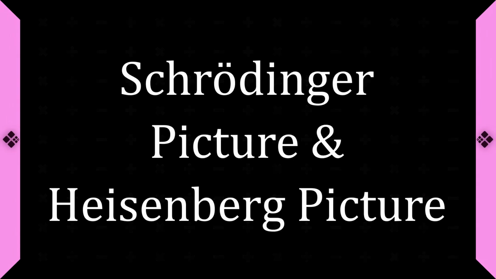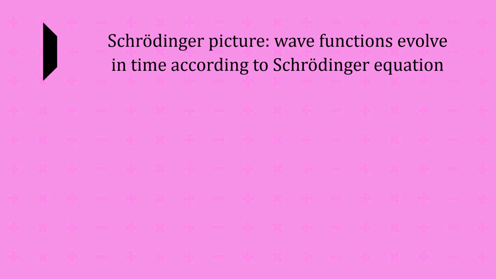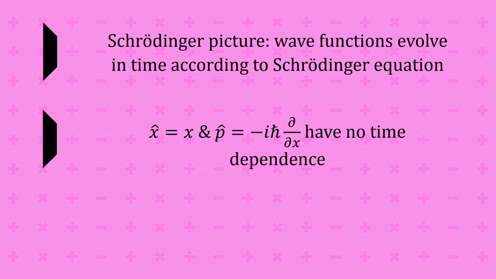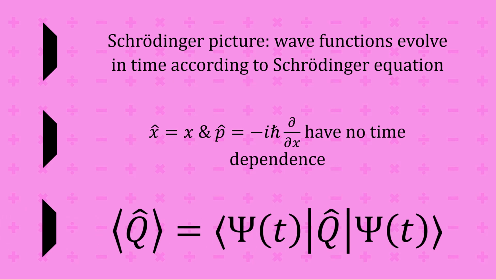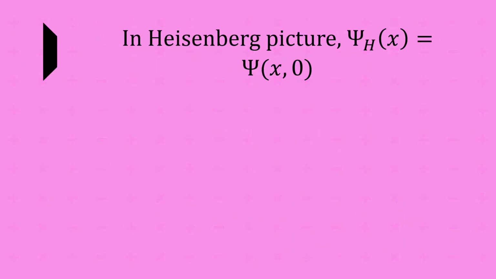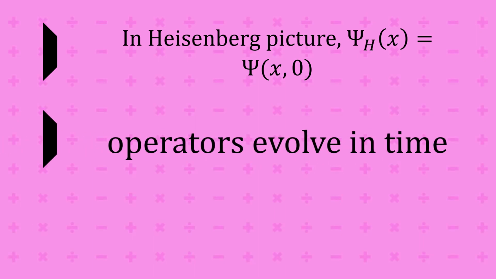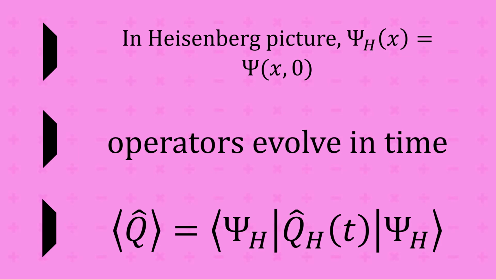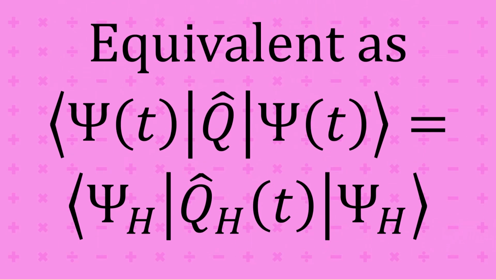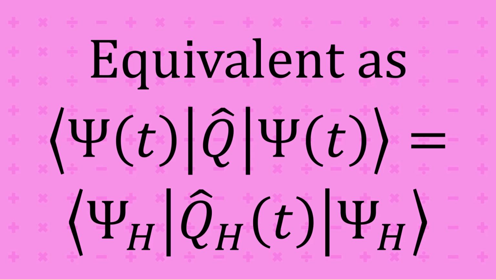Now let's compare the Schrödinger picture to the Heisenberg picture. Throughout the module, we've been working in the Schrödinger picture, in which wave functions evolve in time according to the Schrödinger equation. In the Schrödinger picture, the operators of position and momentum have no time dependence of their own, and the time dependence of expectation values comes from the time dependence of the wave function. On the other hand, in the Heisenberg picture, the wave function is constant in time, and the operators evolve in time. So we have this expression here for the expectation of Q. We can show that these two pictures are equivalent.